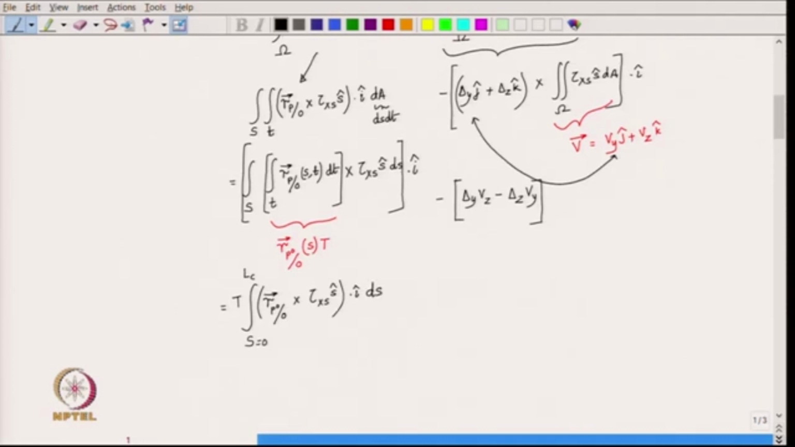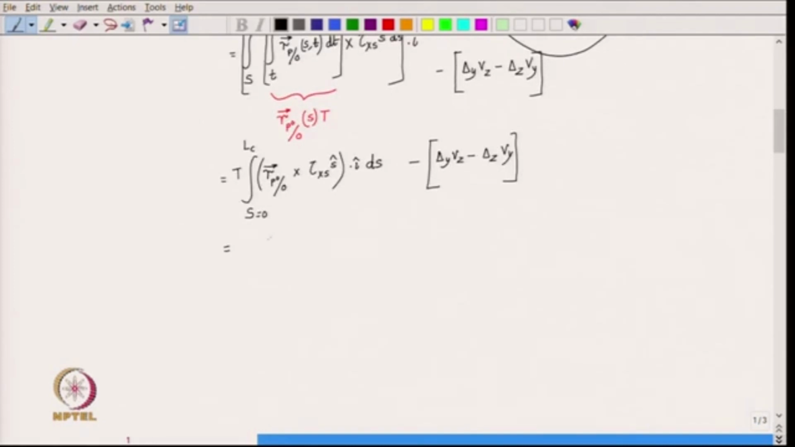Okay. So, that was the first integral, and the second integral we have already seen is minus delta y V z minus delta z V y. All right. So, therefore, when we work out this integral, we will get some constant, let us say C y into V y plus C z into V z, okay, where C y and C z are integration over the arc length of the cross section. All right.